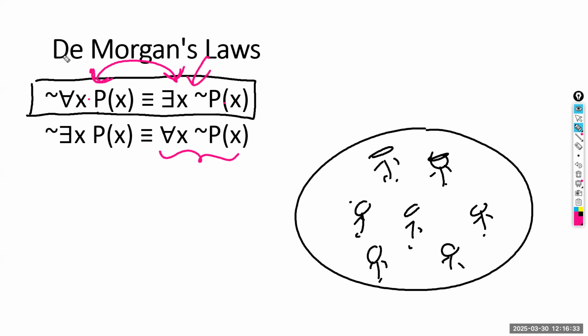Either he can say like this or he can say like this because these two are equivalent. These two are equivalent.